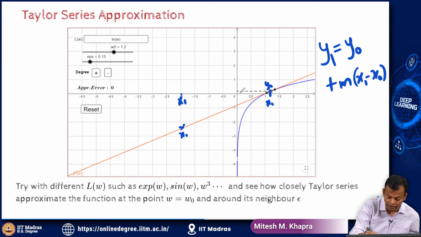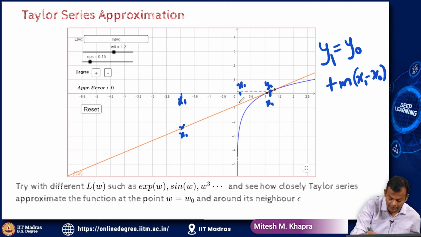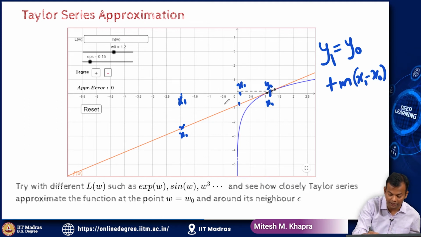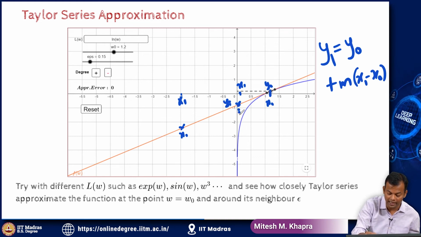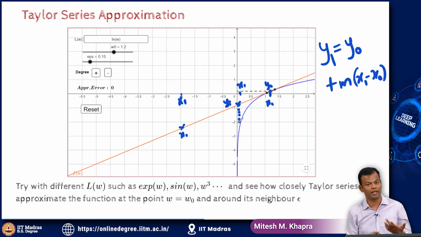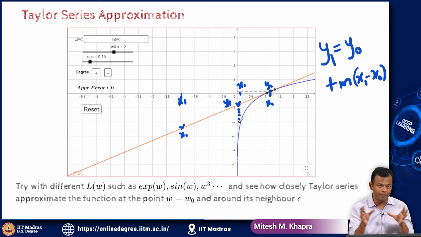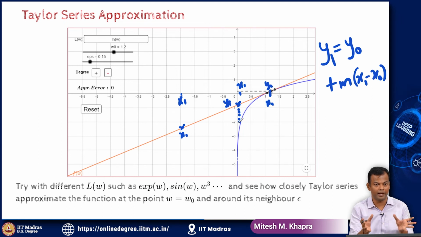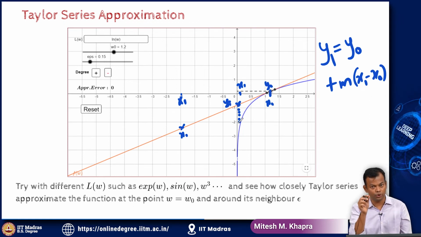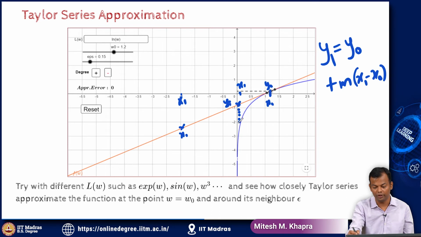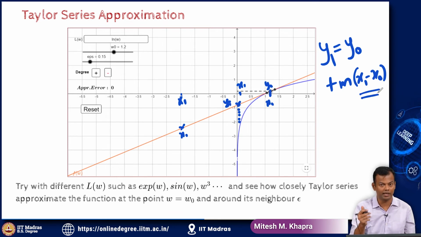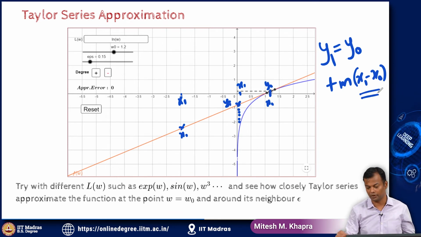Even if my x1 was here, and I substitute in this formula, I'll get the y1 as this point. And you can see that it's actually very far off from the true value of y1. So hence, as the neighborhood grows, this approximation becomes bad. So that is a key thing, that you can do this only in a small neighborhood. That means the difference between x1 and x0 should be very small. That is one.